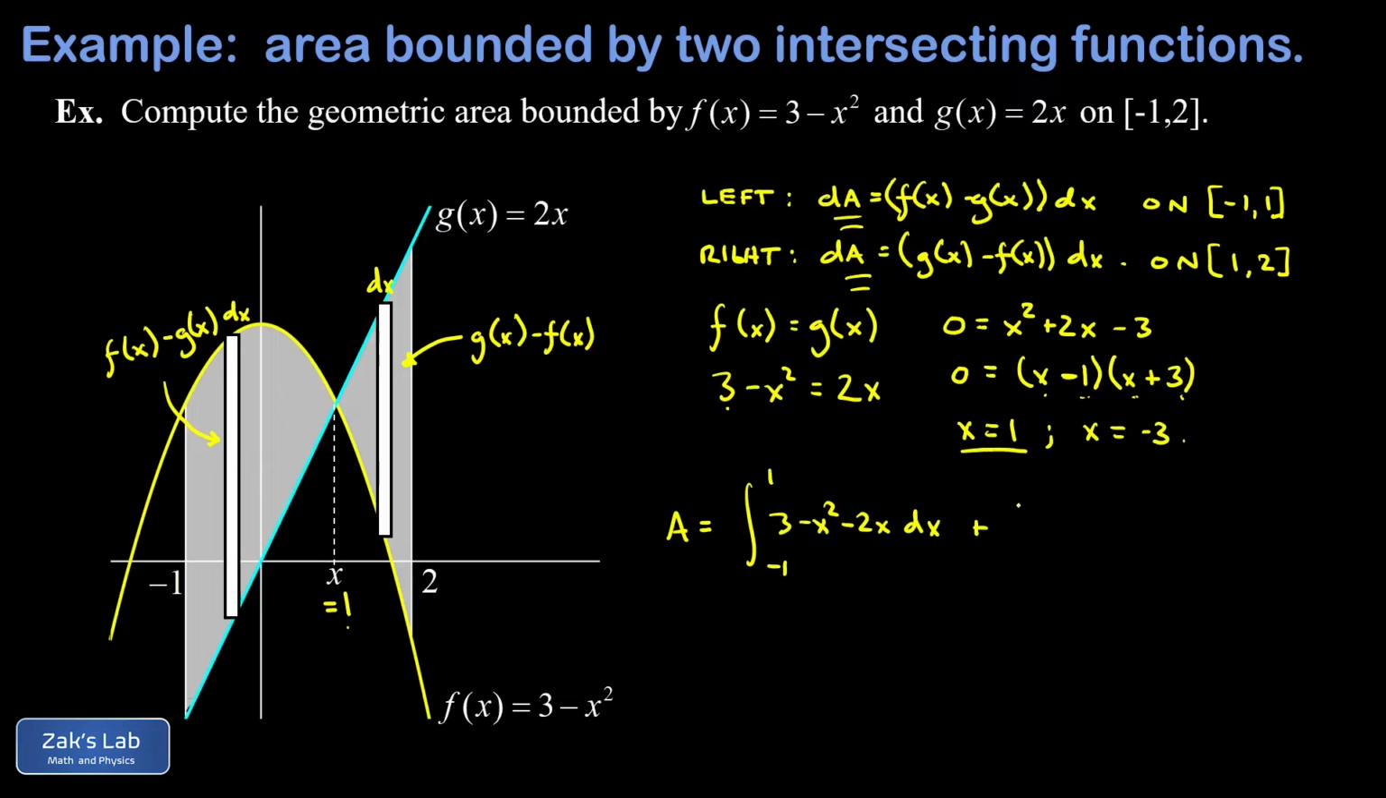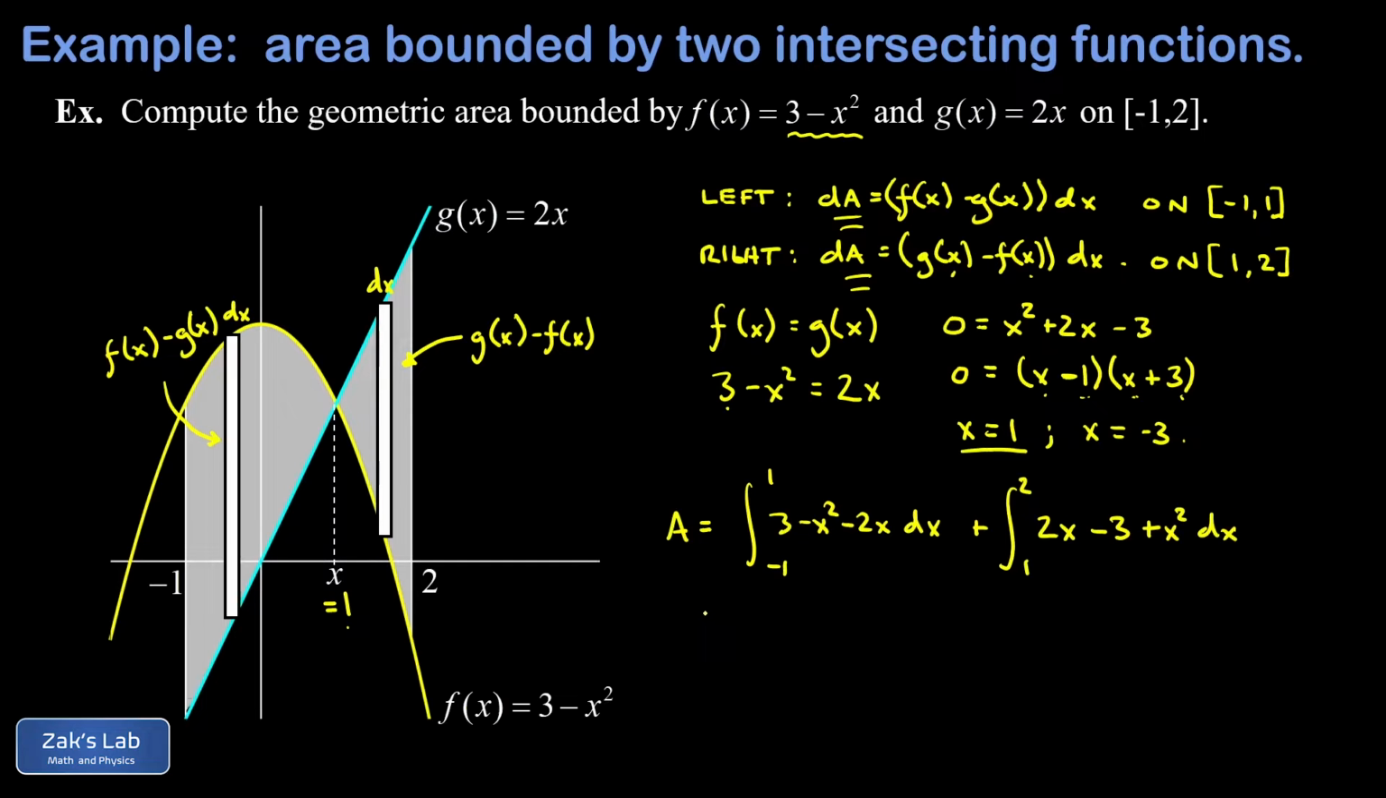Then we write down the area for the right side. That happens as x goes from 1 to 2. And the area contribution there is g of x minus f of x. So that's 2x minus f of x, which is 3 minus x squared. I may as well distribute the -1 while I'm at it. And I get -3 plus x squared dx.